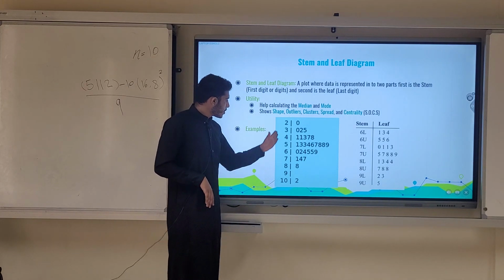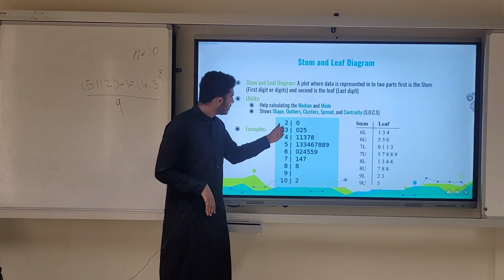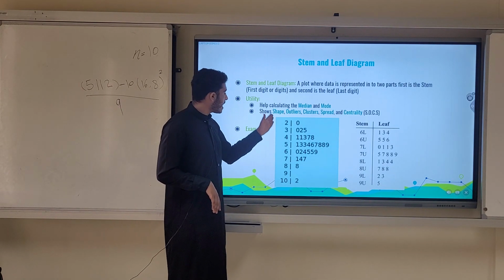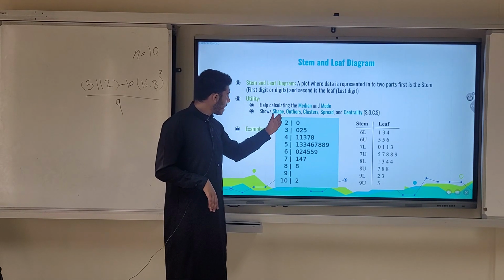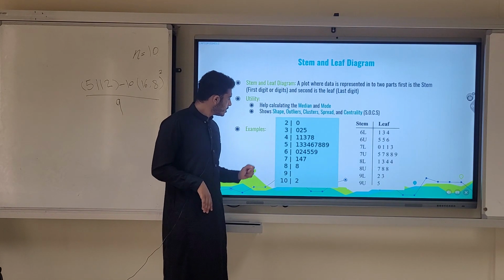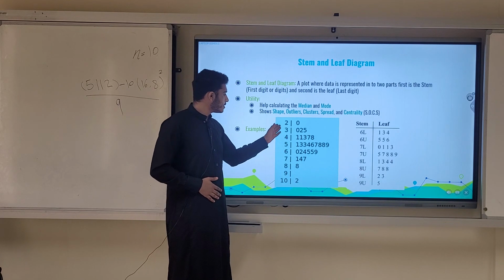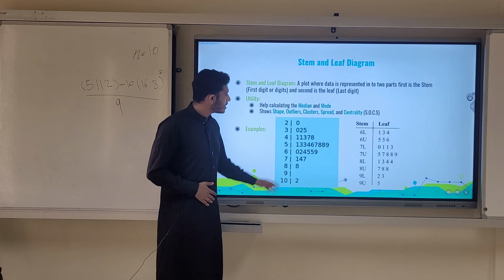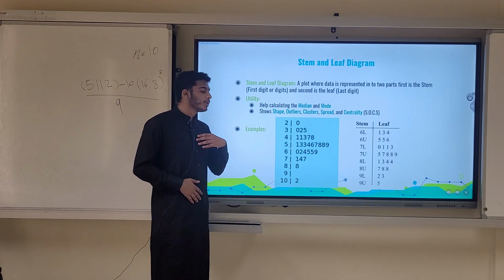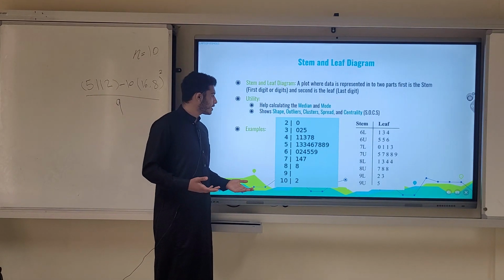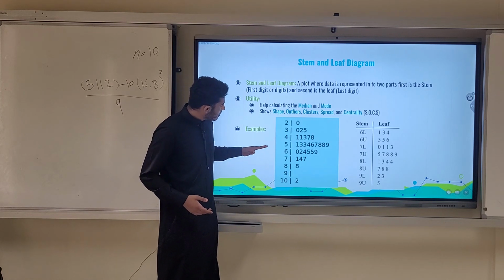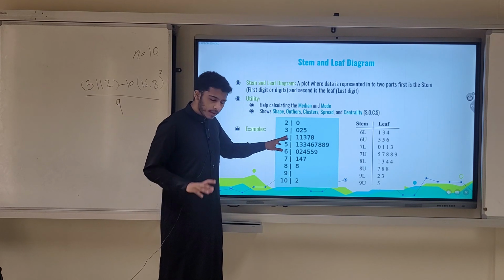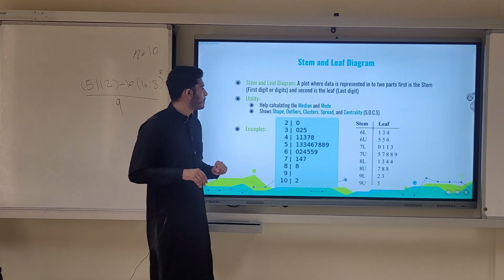Well, let's go to the 3. We have the 3 as the stem, and we have the leaves to be 0, 2, and 5. Each one of these numbers is considered a number within the 30s. So we have 30 if we combine 3 and 0, 32 if we combine 3 and 2, and 35 if we combine 3 and 5, and so on for the rest of the data. So this is how we can read the stem and leaf diagram. And as we can see, the data is organized from the highest to the lowest. The leaves are organized from the lowest to the highest.